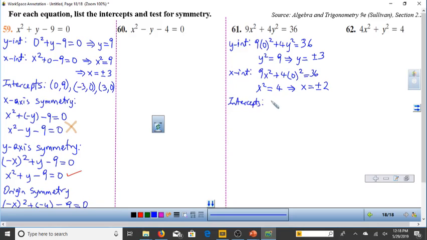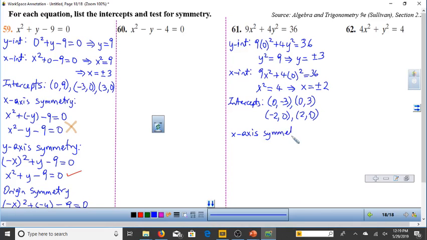I have 2 y-intercepts, namely (0, -3) and (0, 3). And my x-intercepts are (-2, 0) and (2, 0). Those are my intercepts. Now, let's talk about symmetry. X-axis symmetry.